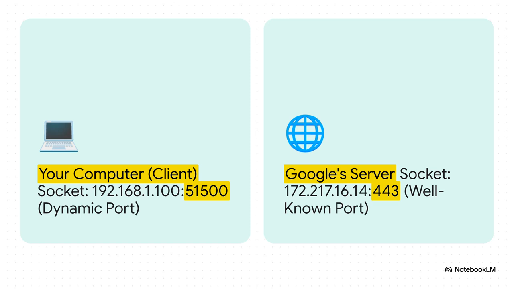Every single internet conversation needs two sockets, one on your end and one on the other end. So when you connect to Google, your computer makes a socket using its own IP and a temporary dynamic port. It then reaches out and connects to Google's socket, which uses Google's famous IP and the well-known port for secure web traffic, port 443. That unique pairing of those two sockets is what defines your specific private conversation with Google, keeping it totally separate from everything else you're doing.